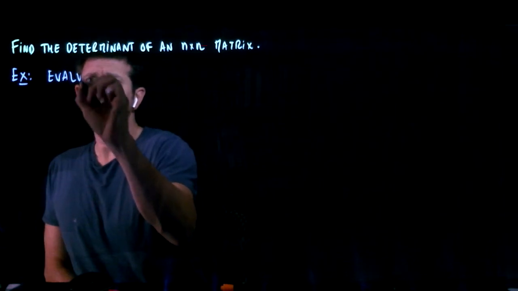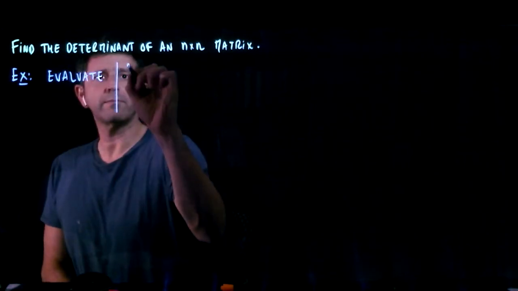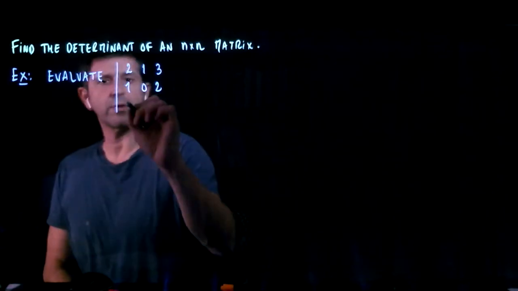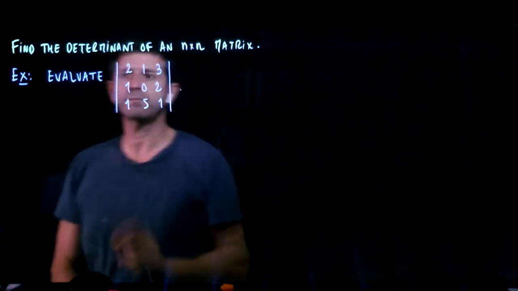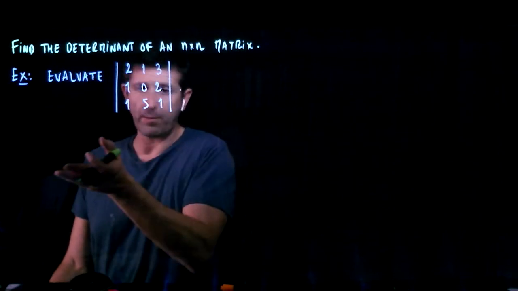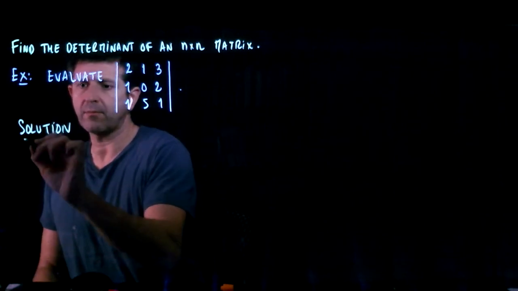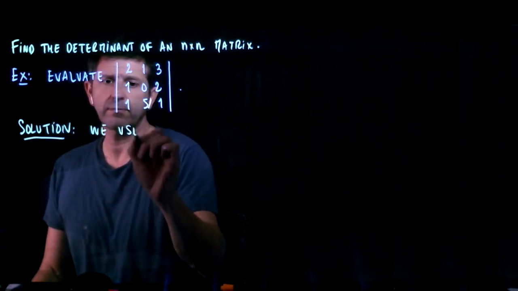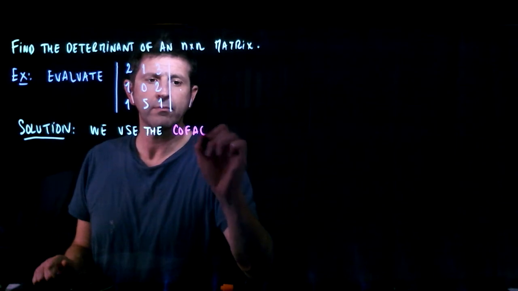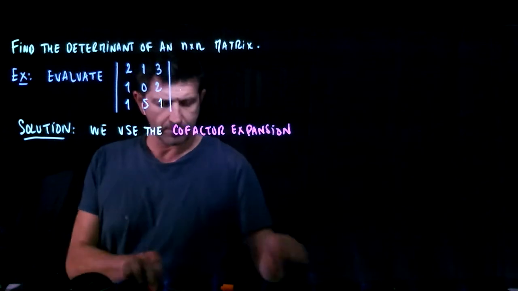Okay, so for example, evaluate. So I'm going to write like this: determinant of 2, 1, 3, 1, 0, 2, and 1, 5, 1. So it's a simple question. We haven't seen up until now in the video how to do a 3 by 3. So we use what is called the cofactor expansion, as follows.